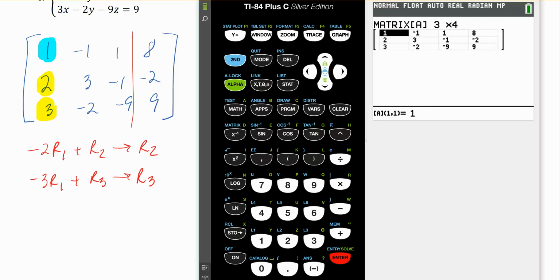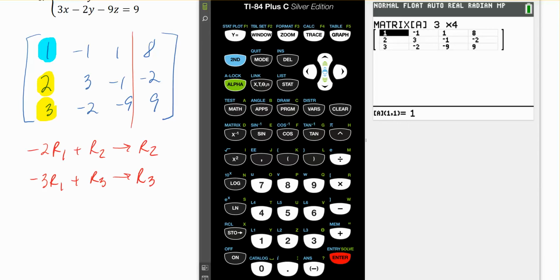Let me just take a second and look over that and make sure I didn't miss anything. Okay, so this is the matrix that I'm going to be performing operations on. As soon as I perform one operation on matrix A, it's going to change matrix A within my calculator. So you need to be aware of that.